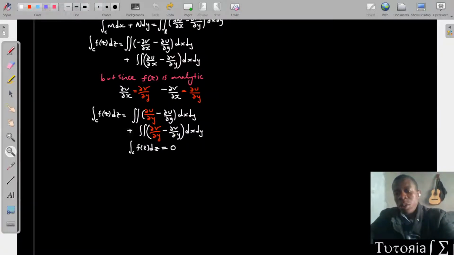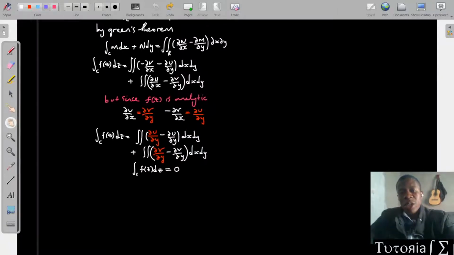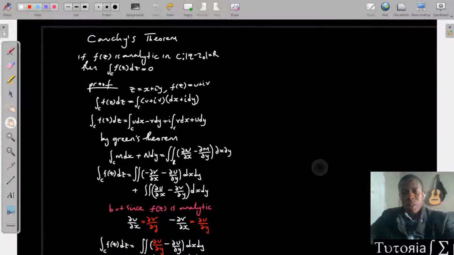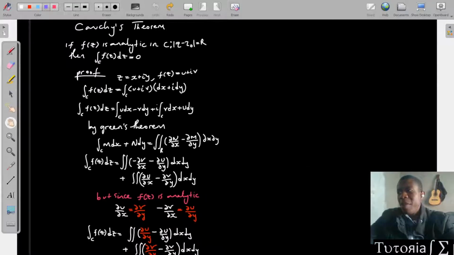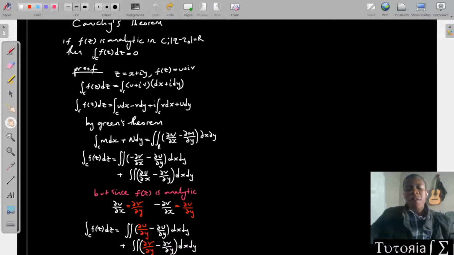All right, so you can copy it down. This is Cauchy's theorem, and from here, we are going to look at some examples of where we can apply Cauchy's theorem. And yeah, so stay tuned.